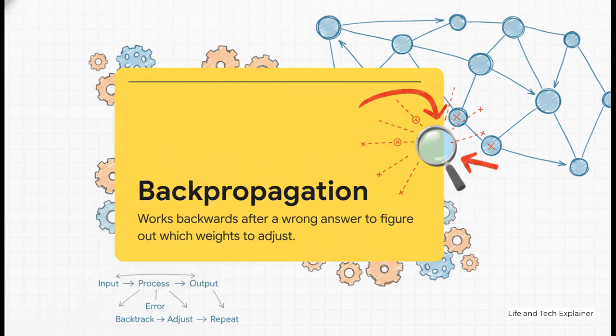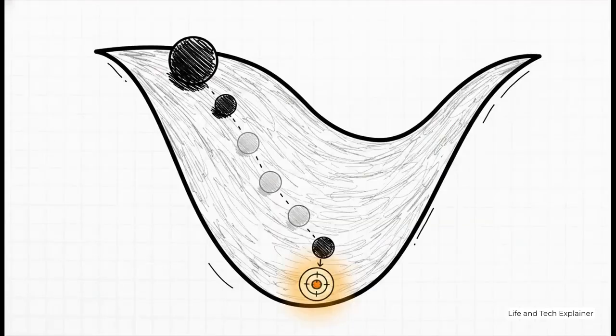When the network makes a mistake at that final output layer, backpropagation is the algorithm that literally works backwards through the entire network to figure out exactly which weights were responsible for the error and adjust them. It is quite literally a mechanism for learning from your mistakes by tracing the failure all the way back to its root cause. And this brilliantly illustrates the mathematical engine driving those adjustments: gradient descent.